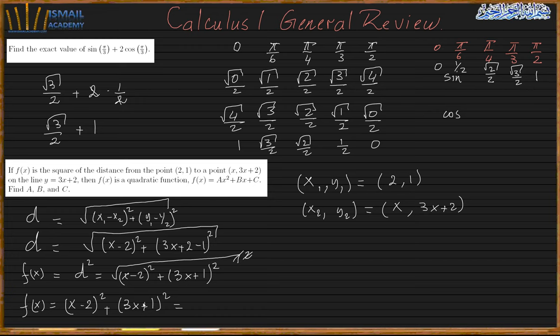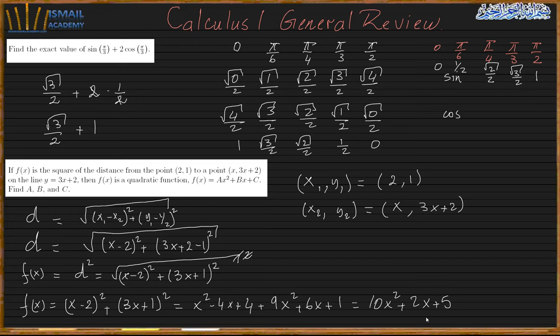Alright, so here I'm going to FOIL. I got x minus 2 squared, which is x squared minus 4x plus 4. The same thing here, plus 9x squared plus 6x plus 1. Then I combine like terms, x squared with x squared, 6x minus 4x, and so on. So it is going to be 10x squared plus 2x plus 5.